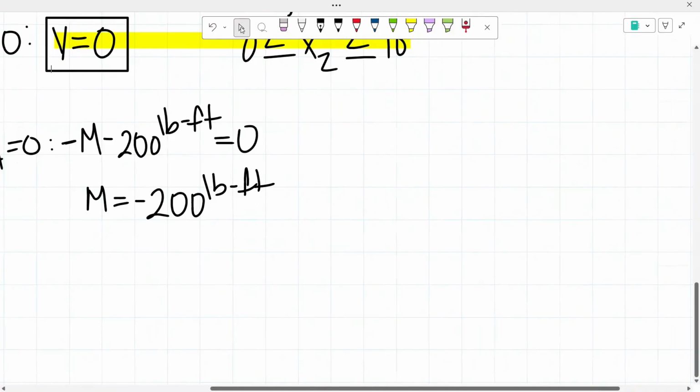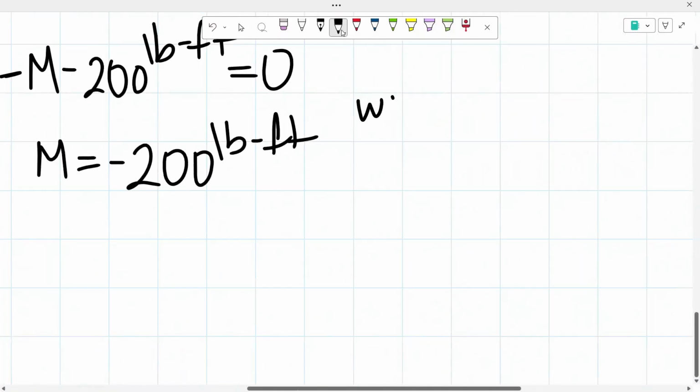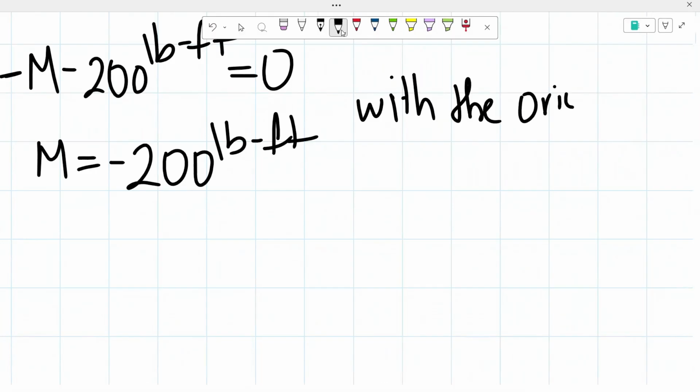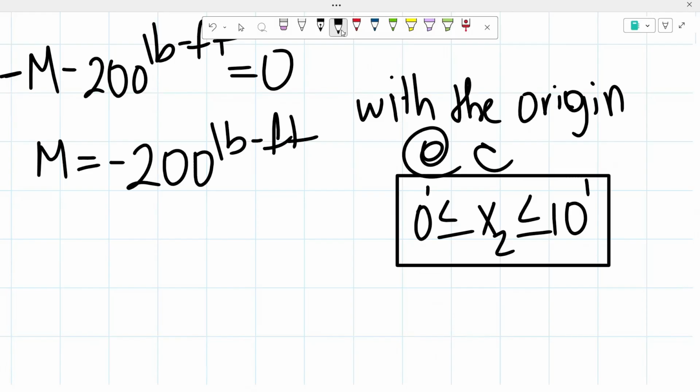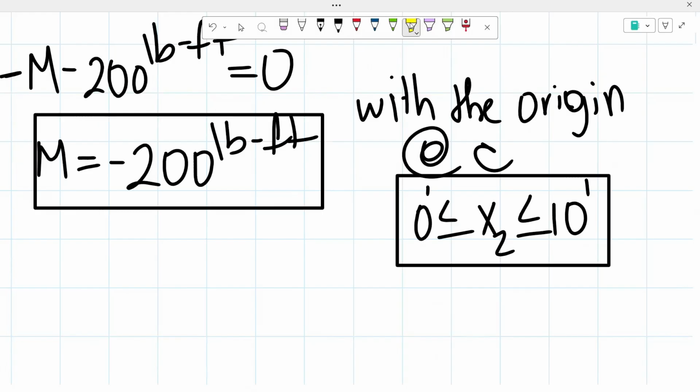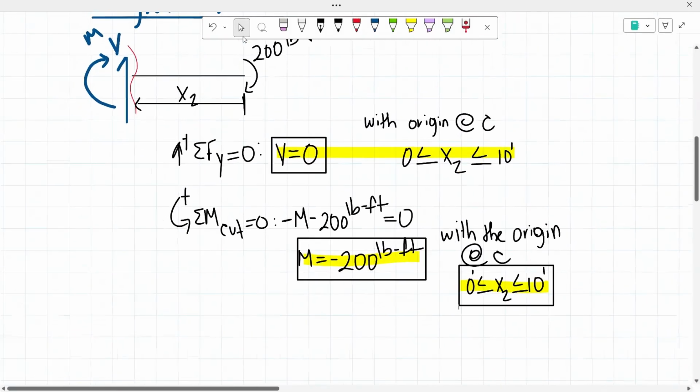And then the same thing would be here. With the origin being at point C, once again, this is valid. Meanwhile, it is greater than or equal to 0 feet and once again, less than or equal to 10 feet. And with that, we are done with this problem.